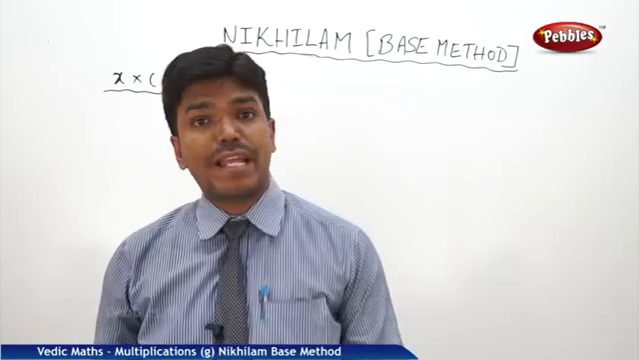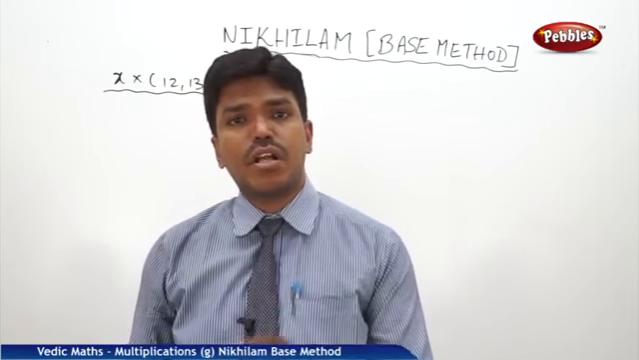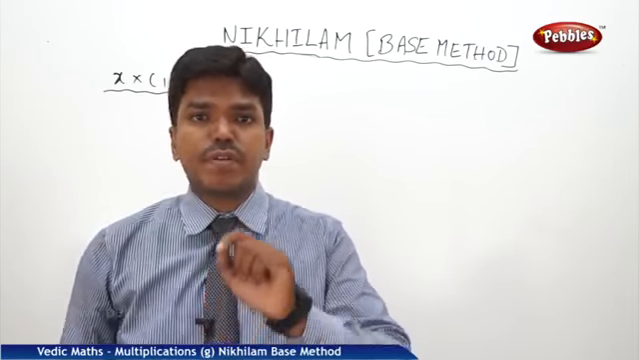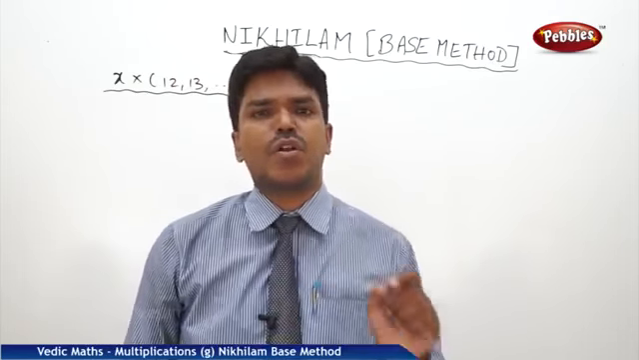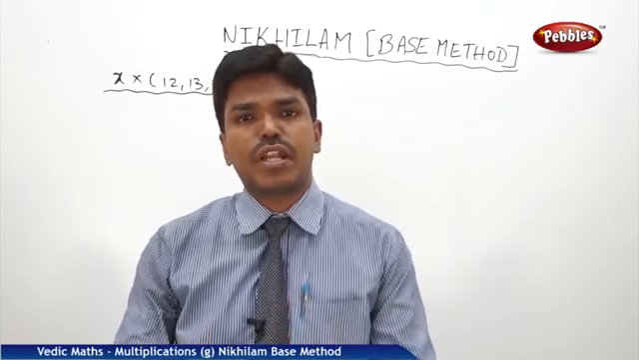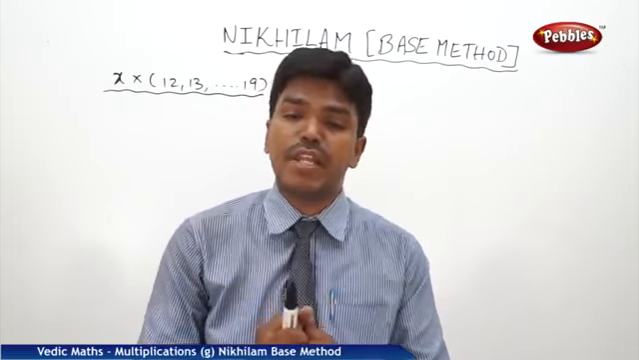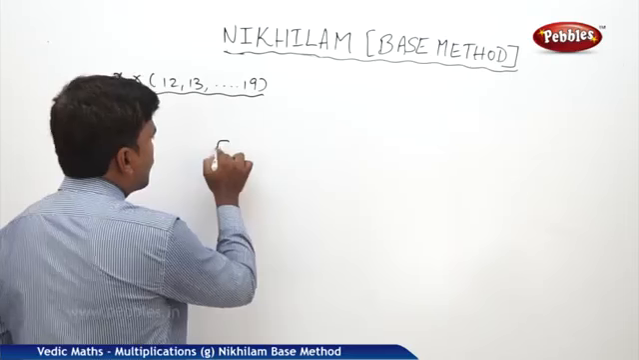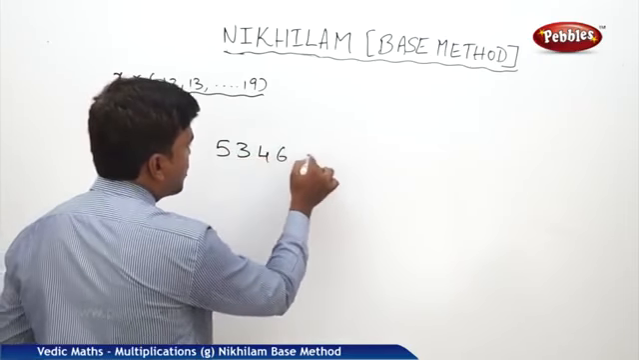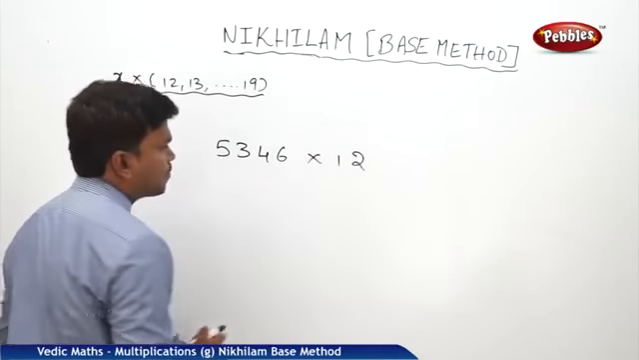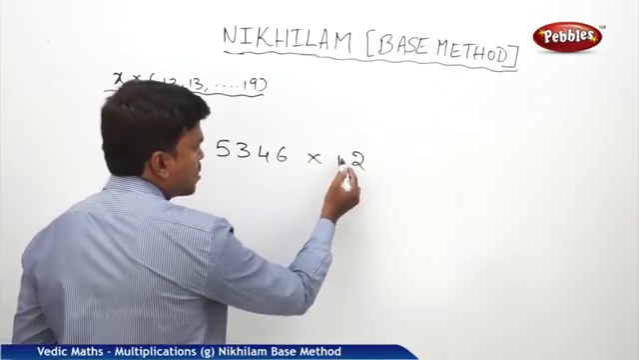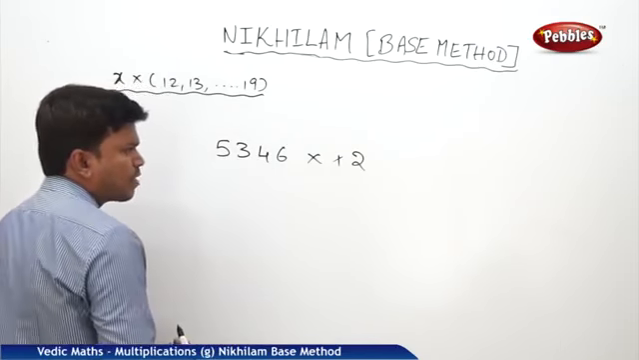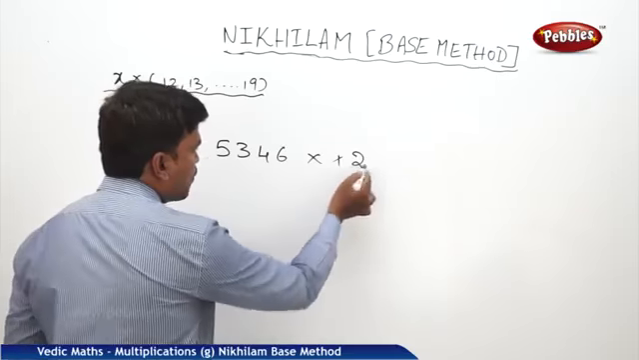Suppose you want to multiply any given number with a number between 12 to 19, and you are not feeling comfortable with those tables. For those kinds of students, this technique will be very helpful. Now let us take one example. Suppose 5346 into 12, I want to multiply 5346 into 12. Just ignore this 1. Now put that 1 here.